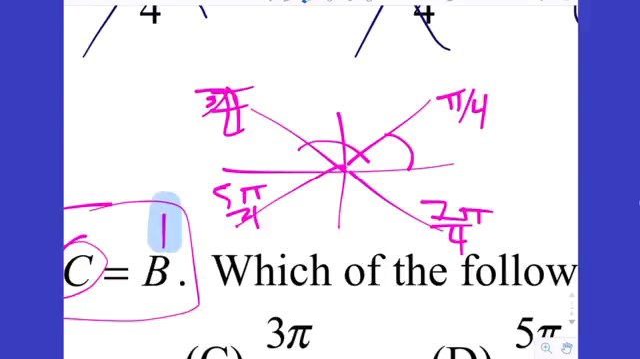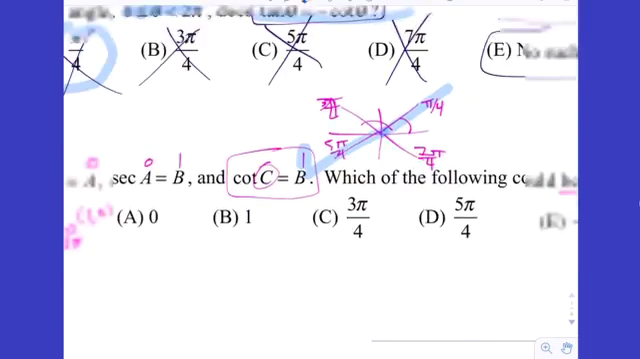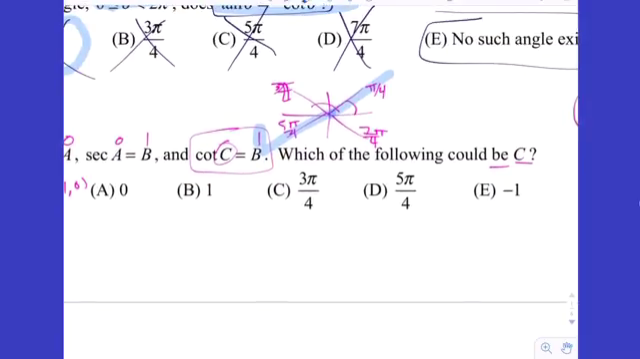So when are cotangent and tangent both equal to positive 1? When they're not only the same magnitude, square root of 2 halves, but exactly the same sign, which is in quadrant 1 when they're both positive, and quadrant 3 when they're both negative. So the two angles within one rotation are pi fourths and 5 pi fourths. But now we look at the answer choices. Are either one of those listed? Yeah, 5 pi fourths is listed.